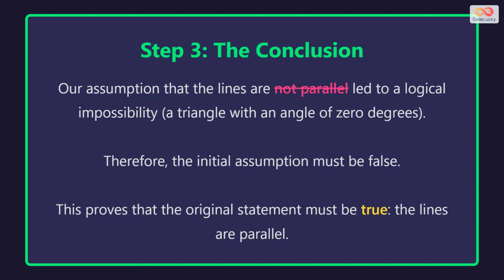Our assumption has led us to an absurd conclusion. The idea that the lines are not parallel forced us into a situation that breaks the fundamental rules of geometry. Therefore, our assumption must be false. This allows us to conclude that the original statement is true. The lines are, in fact, parallel.